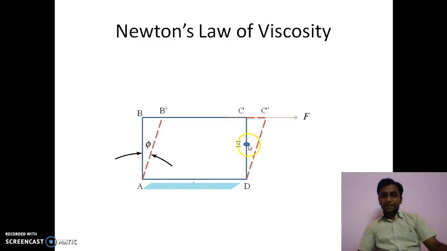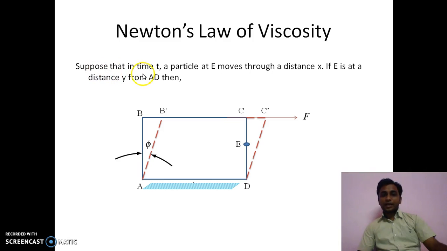And now let us consider that on this side CD, we are considering one particle which is particle E, and in time duration small t, this particle has traversed some distance. So it has moved from this point to this new location. Suppose that in time t, particle E moves through a distance x. And it is at a distance of y from AD. So these distances we will define now.